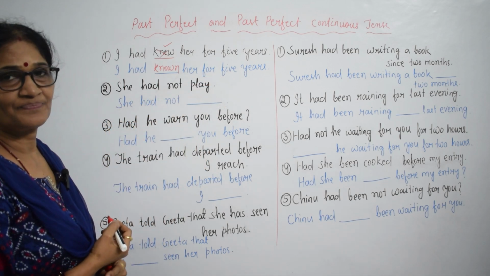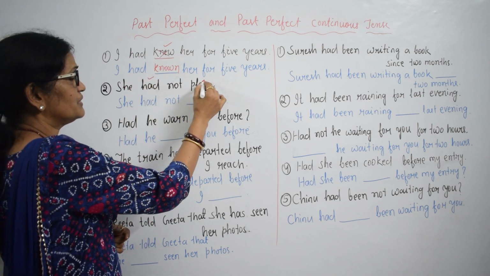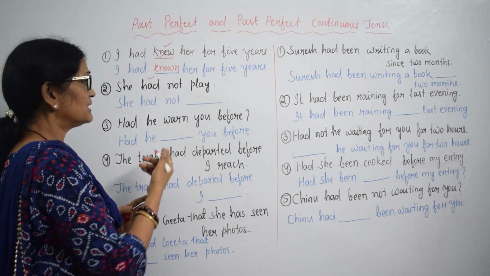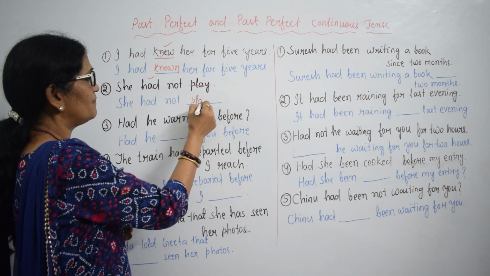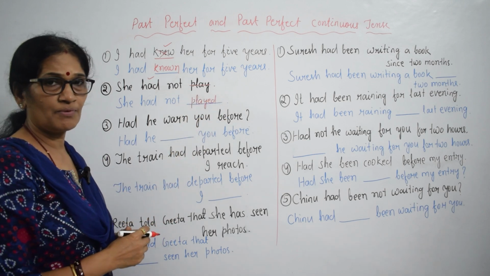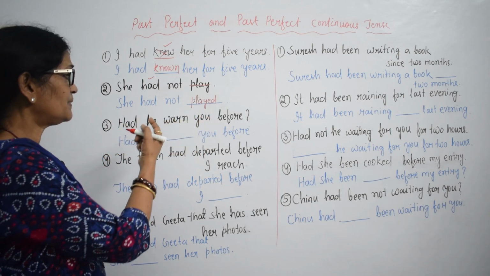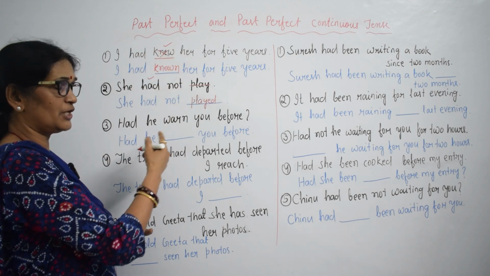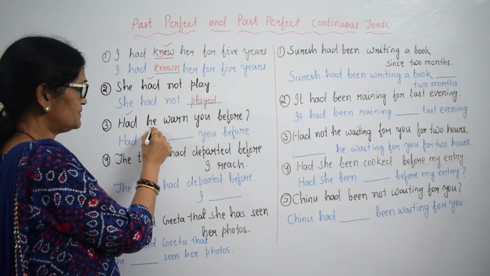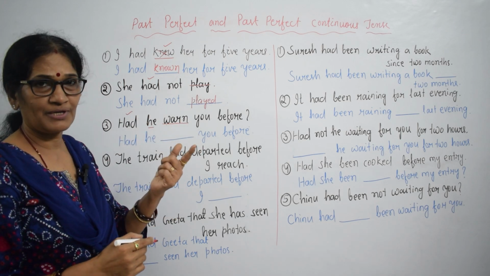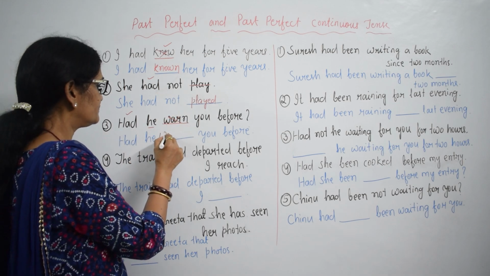She had not played. This is one negative sentence. Had agrees with the construction of past perfect: had plus verb 3. So played. Play, played, played. The past participle form of the verb, that is verb 3. Had he warned you before? This is one interrogative sentence. In past perfect interrogative, it is had plus subject plus the verb in past participle form. So warn will be warned.